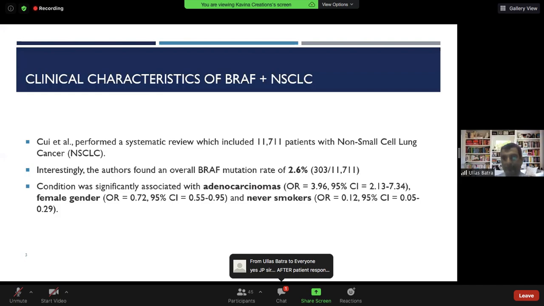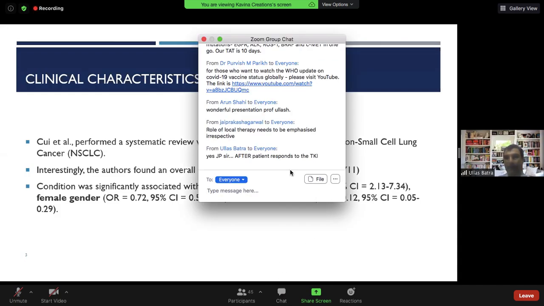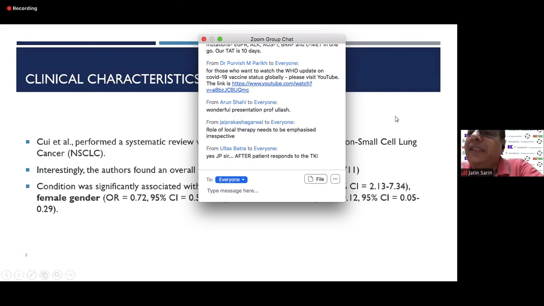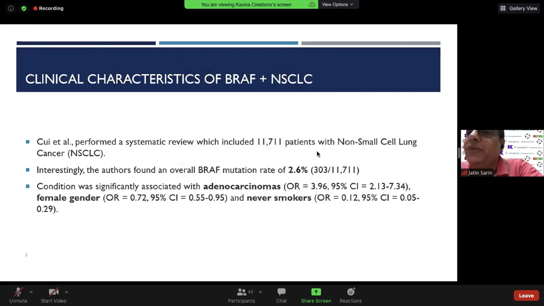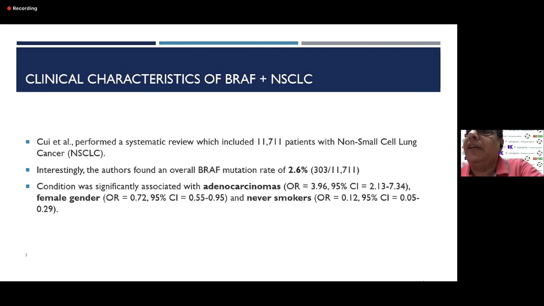Anybody can take a shot, please. So how will we treat this patient? A 64-year-old female, non-smoker, adenocarcinoma, biomarkers negative. Anybody? Dr. Saini?